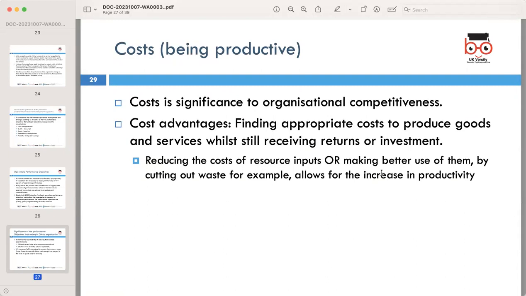Cost, being productive. Cost is significant to organizational competitiveness. Cost advantages means finding an appropriate cost to produce goods and services while still receiving return on investment. So reducing the cost of resource input or making better use of them by cutting out waste, for example, allows for the increase in productivity.